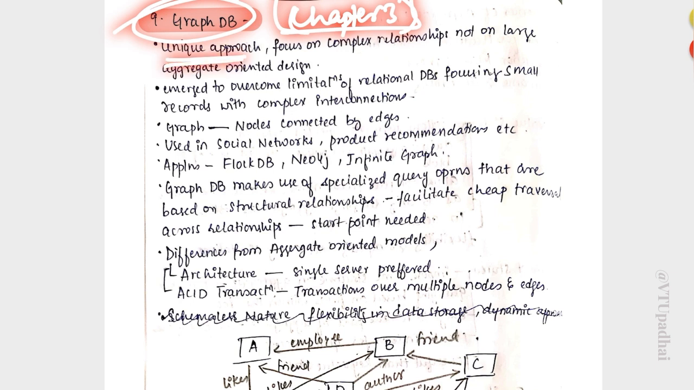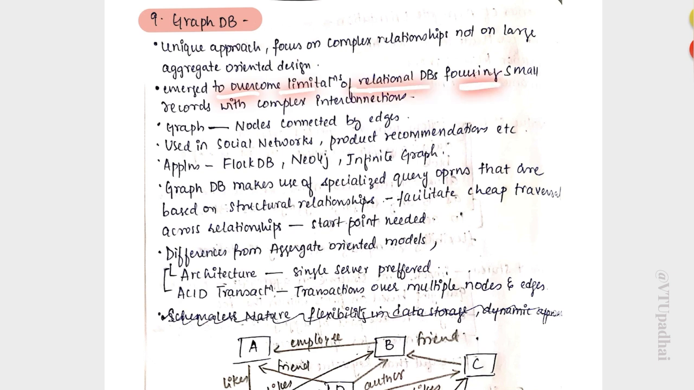Graph database is a unique approach within the NoSQL ecosystem which focuses on complex relationships rather than large aggregate oriented data models. This graph database has emerged to overcome the limitations of relational databases, thereby focusing on small records within complex interconnections. A graph comprises nodes which are connected by edges. We know a graph will have nodes and edges, right? They are used in social networks, product recommendations, and all those things.